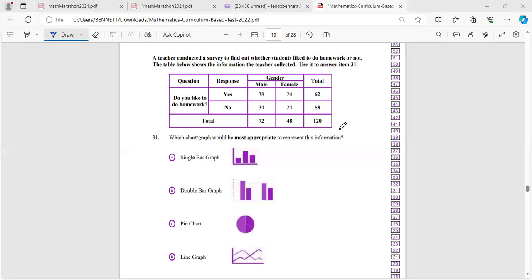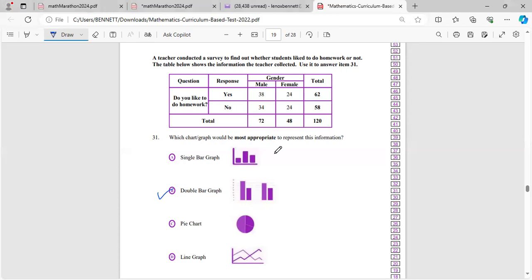Alright, what's the answer? Double bar graph, sir. I was going to say double bar graph. I picked pie chart, and then I said, no, wait, I should have picked a double bar graph. I was going to change it, but someone already blurted out the answer before I could change it.